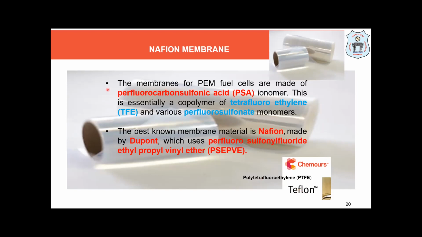And what this Nafion is: these membranes for PEM fuel cells are made of perfluorocarbon sulfonic acid ionomer. That is the ionomer here. It is essentially a copolymer of tetrafluoroethylene (TFE) and perfluorosulfonate monomers. From these two monomers, tetrafluoroethylene and perfluorosulfonate, a copolymer is made, called perfluorocarbon sulfonic acid ionomer.